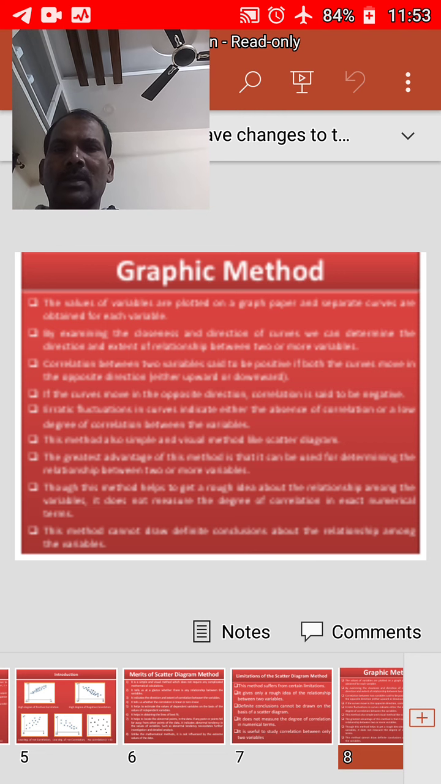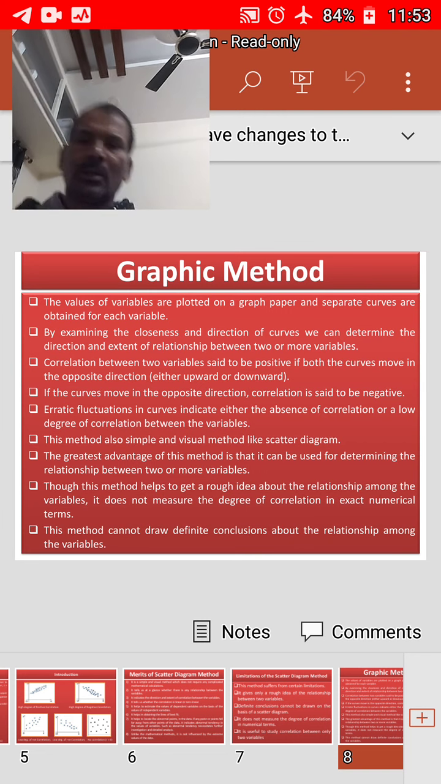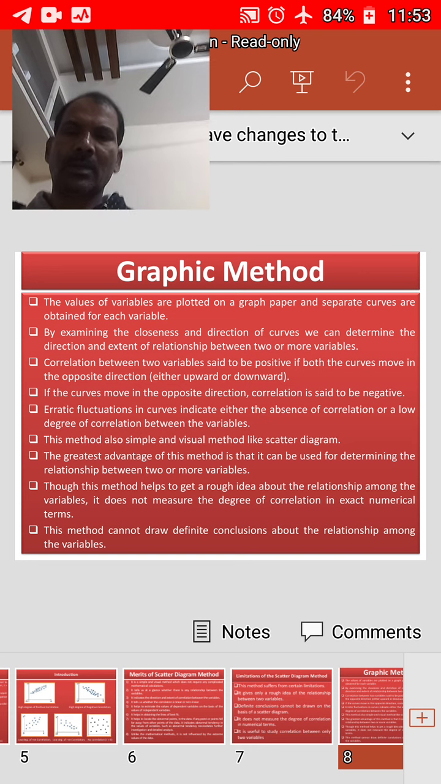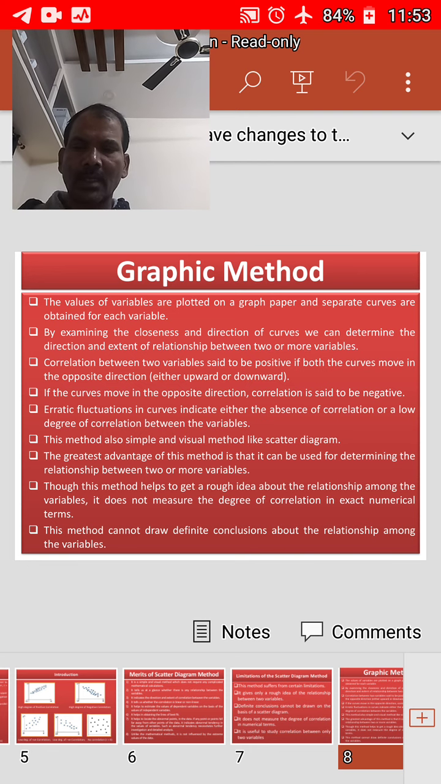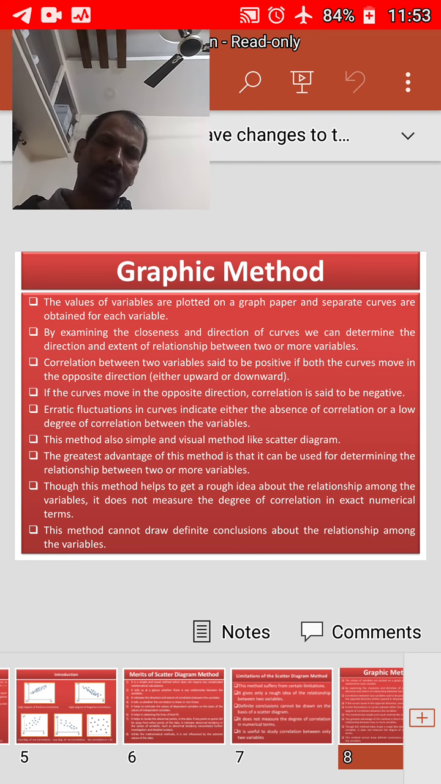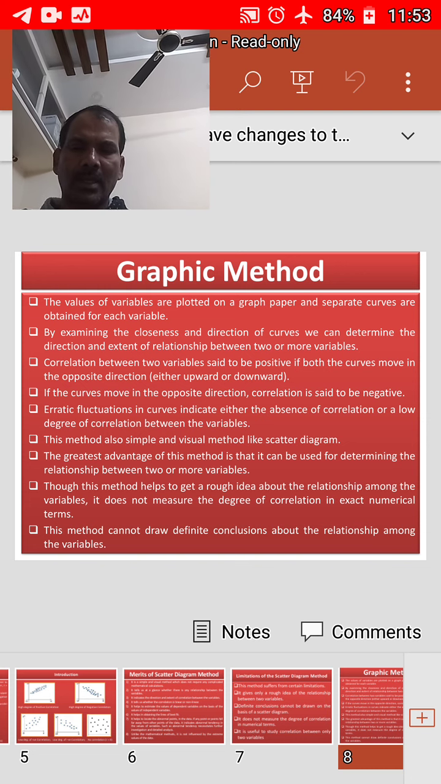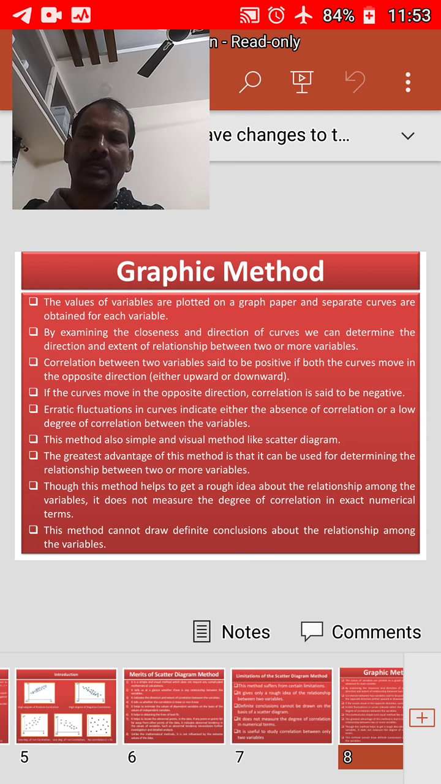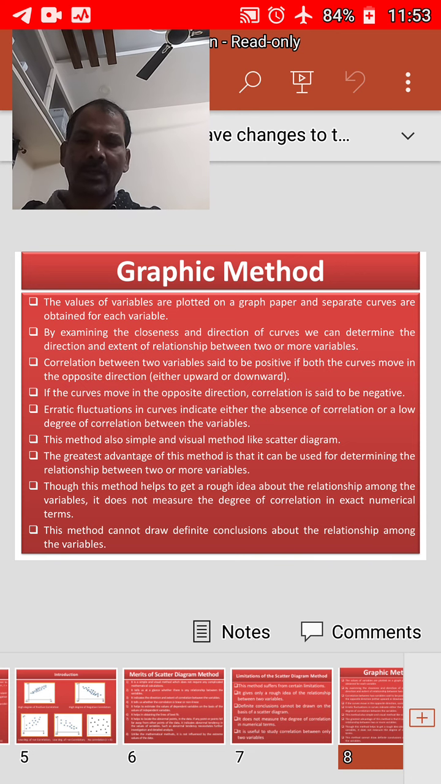And now we'll discuss the graphic method. According to this method, the values of variables are plotted on graph paper, and separate curves are obtained for each variable. By examining the closeness and direction of the curves, we can determine the direction and extent of relationship between two or more variables. Correlation between two variables is said to be positive when both curves are moving in the same direction, either upward or downward, but they need to move in the same direction.